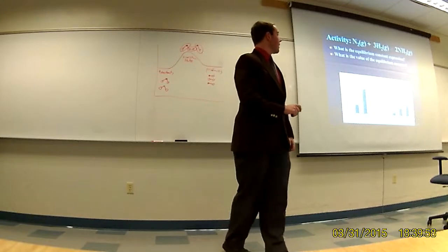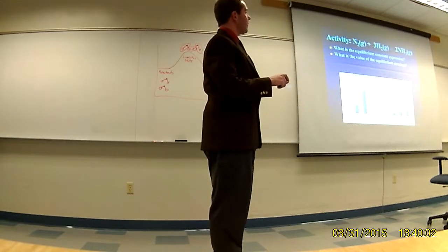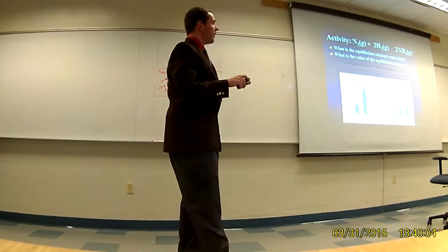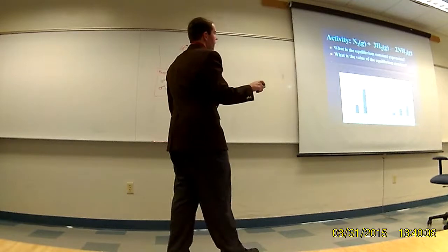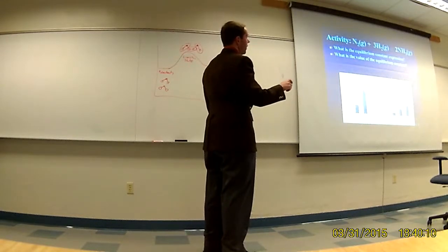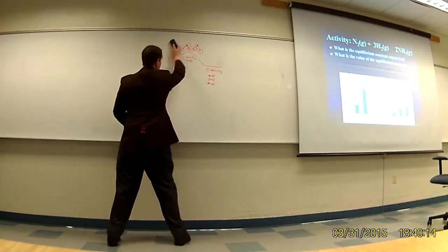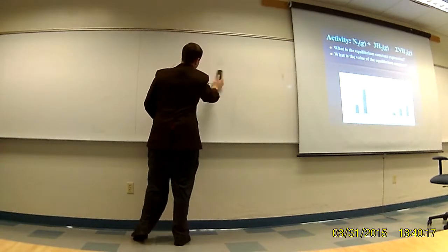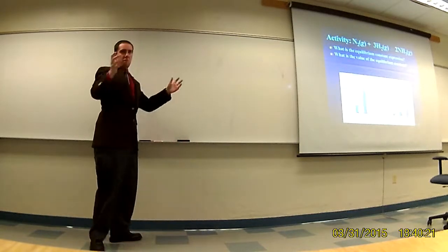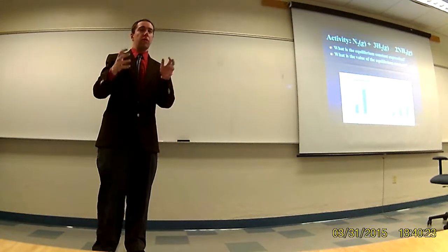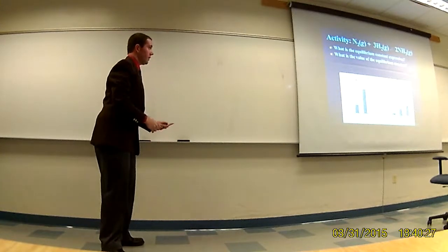So here's an example. Here's a reaction. Nitrogen gas reacts with hydrogen gas to give us ammonia gas. First part of the question is, what is the equilibrium constant expression? So it's what over what? Just in general, what's the rule? It's always the what over the what? Products over reactants.